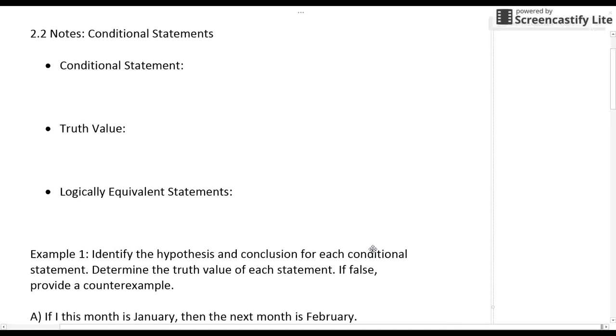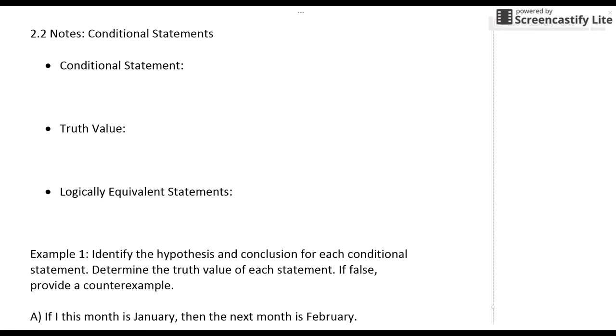Next up in our chapter on reasoning is conditional statements. So we're going to be talking about a specific type of statement, which is basically an if-then statement. So for example, if it's sunny outside, then I'm going to the beach. So that's basically your conditional statement.